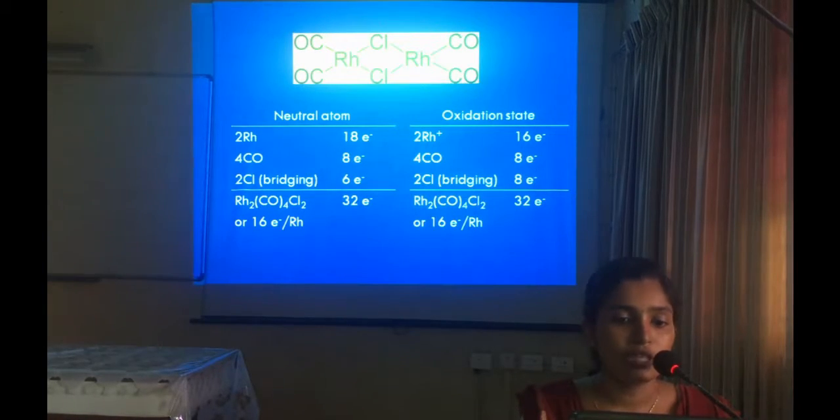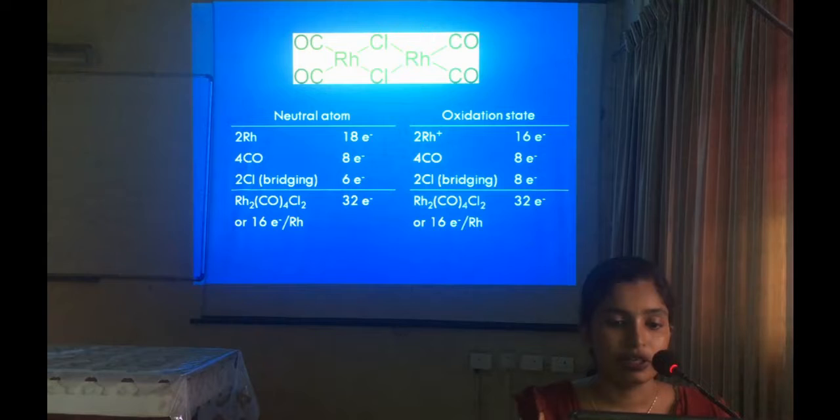Now let's look into the oxidation state method. In the oxidation state method, first of all we have to assign the charge of the ligands. So here carbonyl is a neutral ligand, whereas the chlorine has a negative charge. And as a result, the rhodium exists as a cation. Instead of a rhodium atom, we have a rhodium ion. As a result, each rhodium ion is an 8 electron donor, and hence you will have 16 electrons. And the carbonyl will just donate 2 electrons as before.